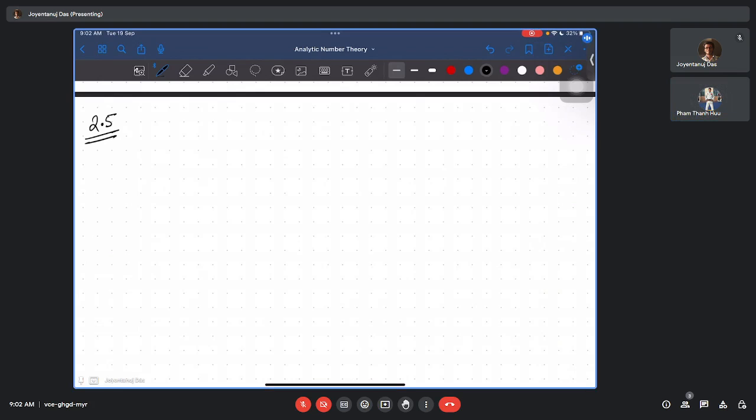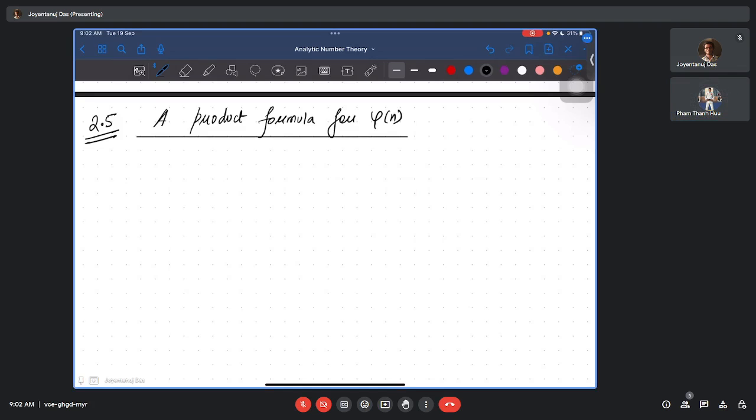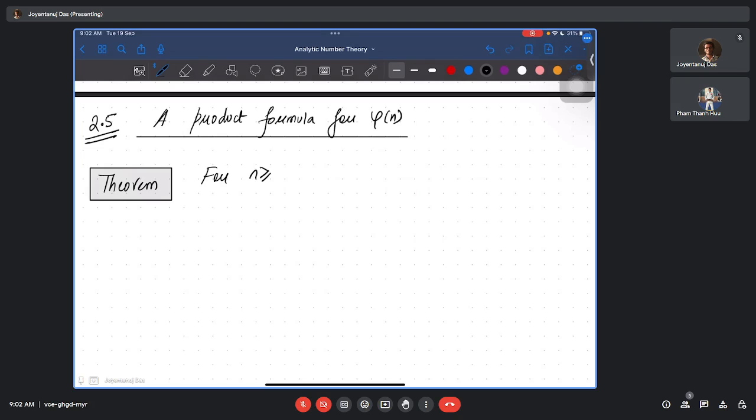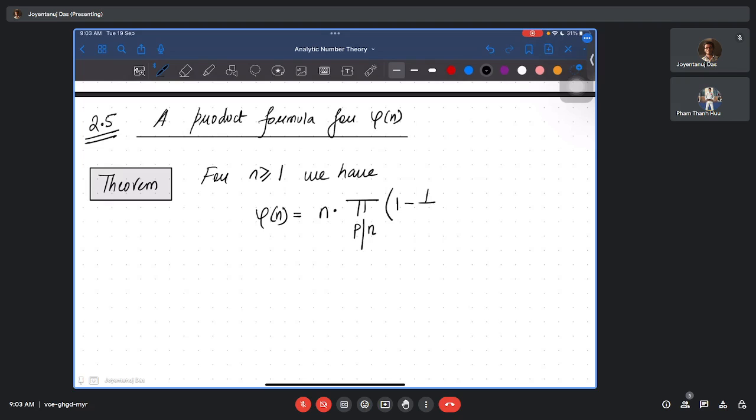It is a product formula for phi of n. So we'll give another formula for phi of n, in terms of the prime divisors. Let us see the statement. The statement of the theorem is like this. For any integer n greater than or equal to 1, we have phi of n is equal to n times this pi notation, you know, right? Product over p divides n of 1 minus 1 by p.